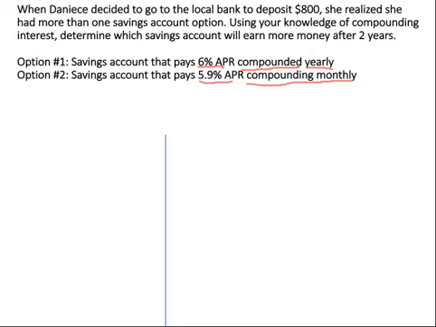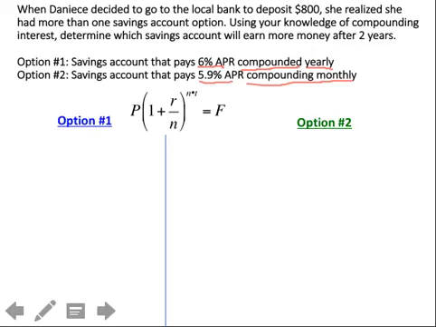So we're going to use the formula we just learned, which is P times (1 plus R over N) raised to the N times T power equals F. But we're going to calculate it for option 1 and option 2 and see which one is better. Now initially most people would say, well, obviously option 1, it has a higher interest rate. But the fact that this one compounds more often may change your answer. So let's start with option 1.